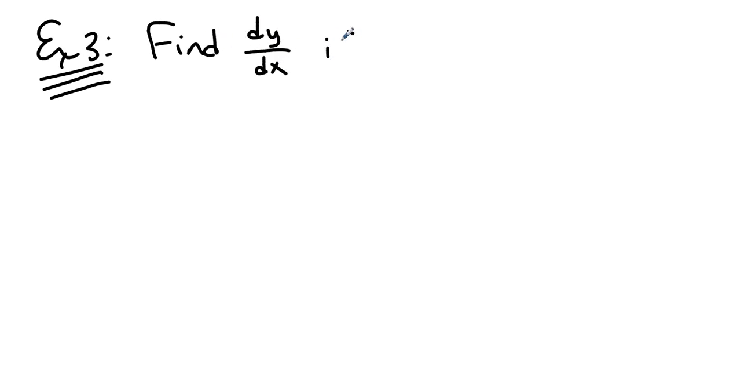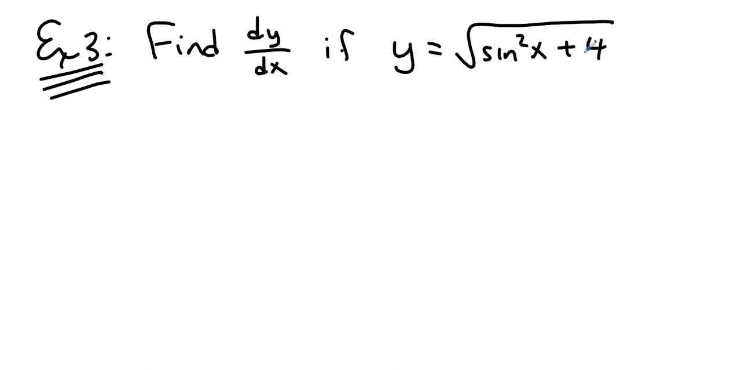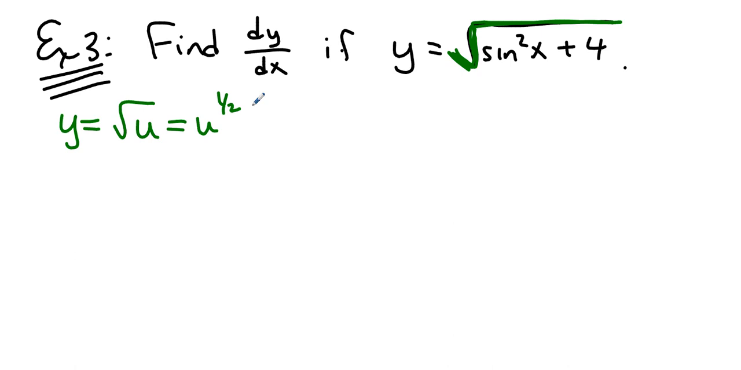Find dy/dx if y is the square root of sine squared x plus 4. How do we find dy/dx? Well, I'll go Leibniz on us for a moment. The outermost layer, the last thing we do if we're evaluating this function, is we take a square root. That's u to the 1/2 power.